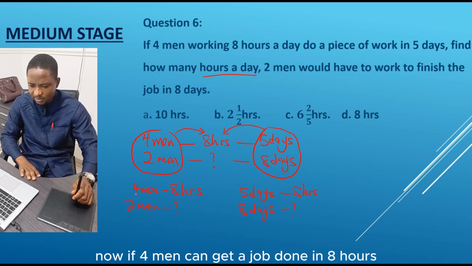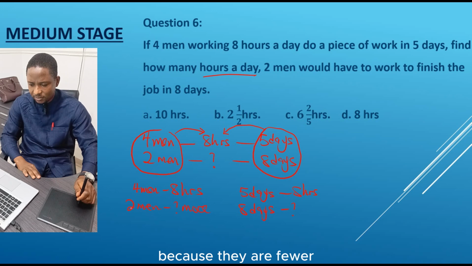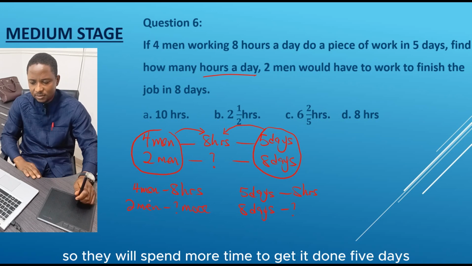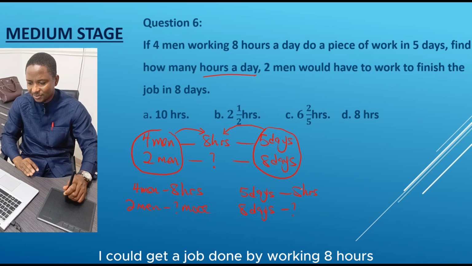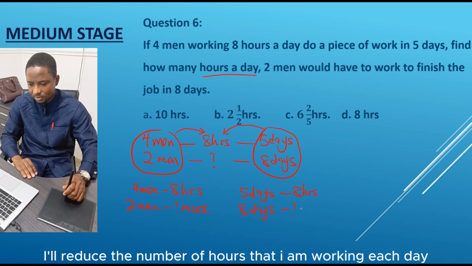Now, if 4 men can get a job done in 8 hours, then 2 men definitely will spend more time because they are fewer, so they will spend more time to get it done. 5 days, I could get a job done by working 8 hours. So if I want to get it done in 8 days, definitely I'll reduce the number of hours that I'm working each day.